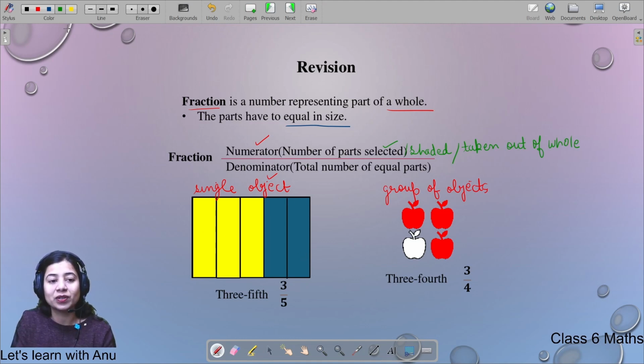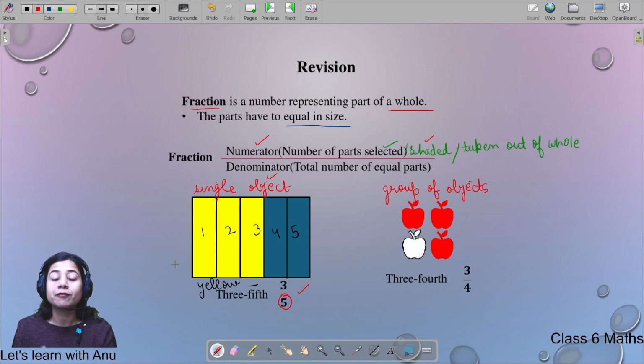Let's understand this with an example class. So here I divided this rectangle into how many parts? 1, 2, 3, 4 and 5, right? So the fraction for the yellow part is written here, in which 5 is as usual telling the total number of equal parts, right? And numerator is the number of parts shaded here, right? So 3 are shaded. So fraction for yellow shaded part is 3 by 5. I hope everyone is clear about it.